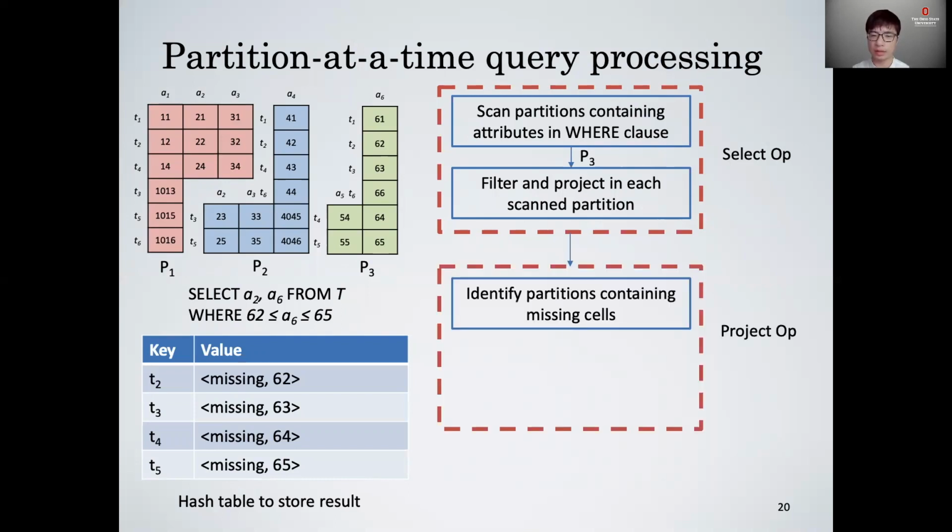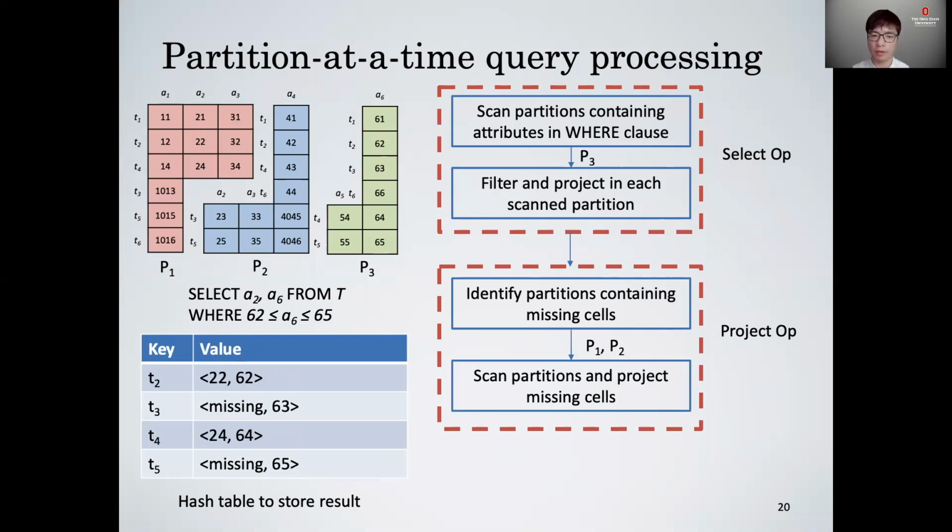Then we go to the project operator, scan the hash table, find the missing cells, which are the attribute A2 of the four tuples, and identify the partitions storing these missing cells, which are P1 and P2. So we then scan partition P1 first, fill the missing cells in the tuples T2 and T4, and then read the partition P2, fill the missing cells in the tuples T3 and T5. And at the end, the hash table stores the query evaluation results. Our paper also shows two parallelization strategies of this algorithm.